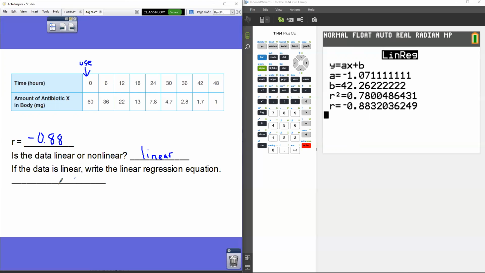If the data is linear, write the linear regression equation. So y equals, our A value is -1.07 if we were going to round to the nearest hundredth. And our B value is 42.26. So plus 42.26. And that's what you have to do today.